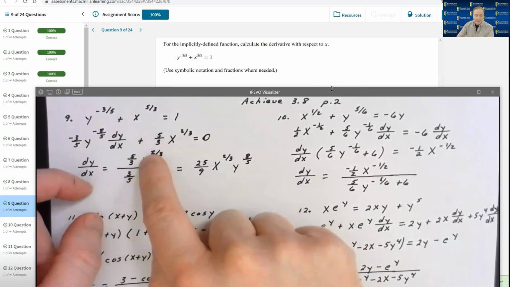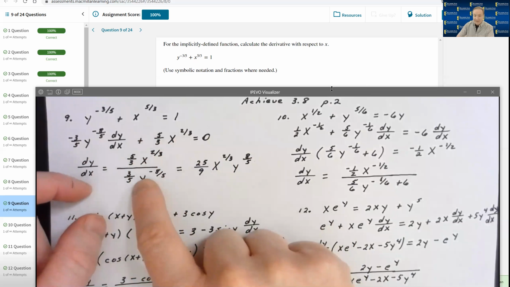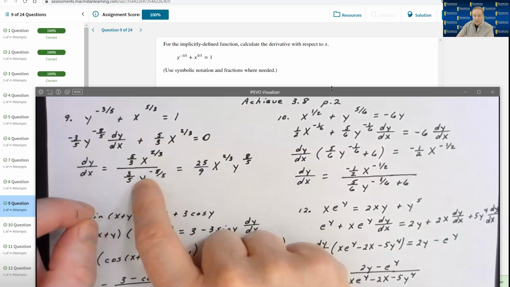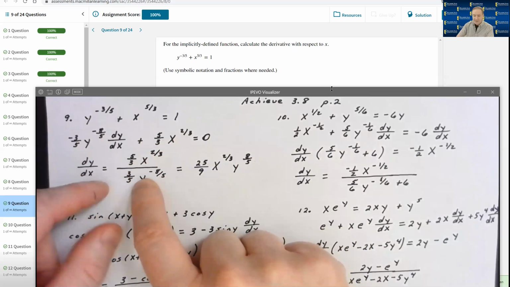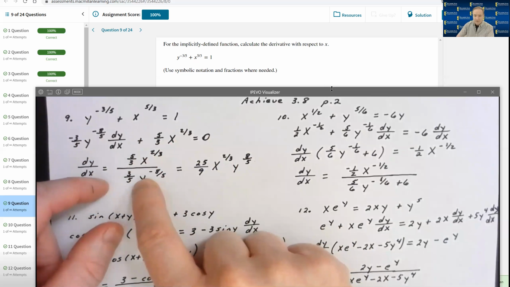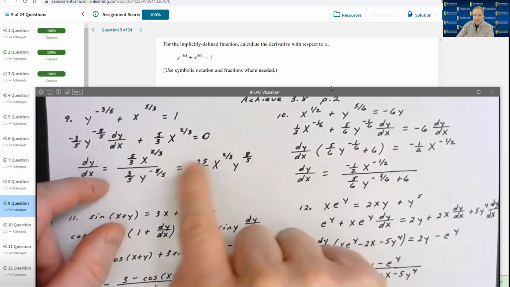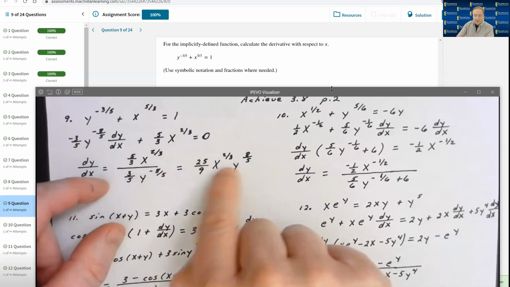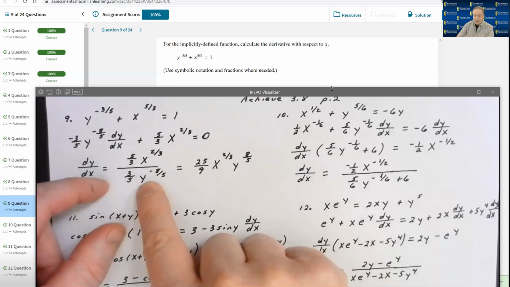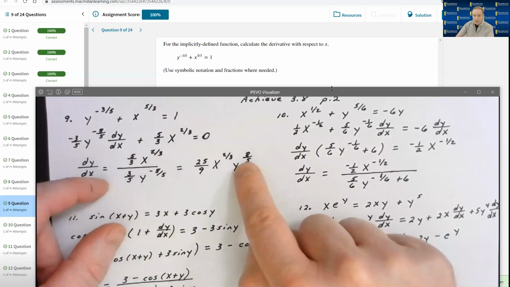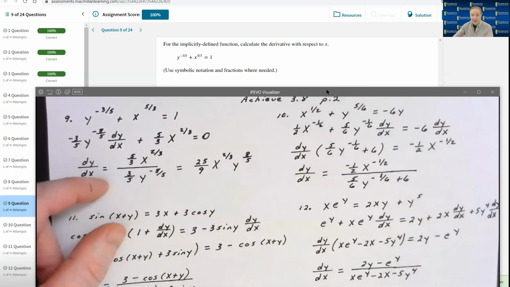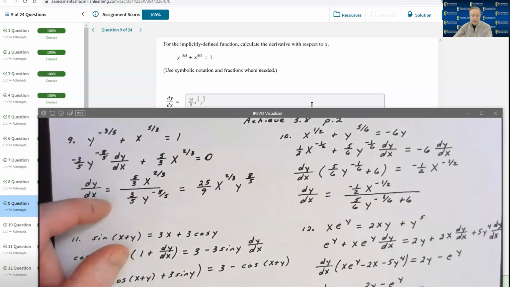I know that 5/3 divided by 3/5, anytime you divide by a fraction, you multiply by its reciprocal. So this is 5 over 3 times 5 over 3, which gives me 25 over 9. Then I had x to the 2/3, and y in the denominator to a negative exponent means y belongs up in the numerator to the positive 8/5 exponent. And that's the way I entered my answer on Achieve, and Achieve liked it.